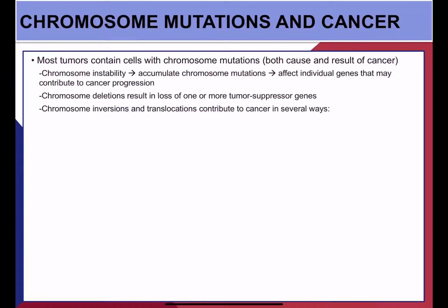All right, so the last type of genetic abnormality we will discuss in cancer are chromosome mutations.